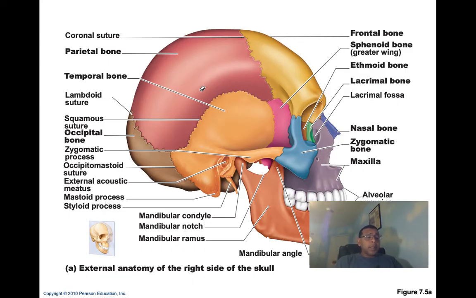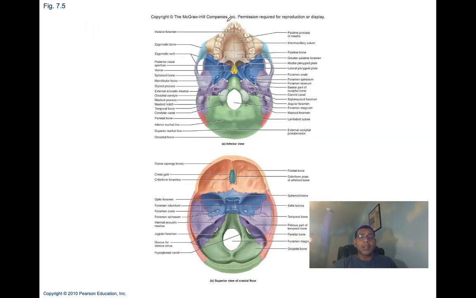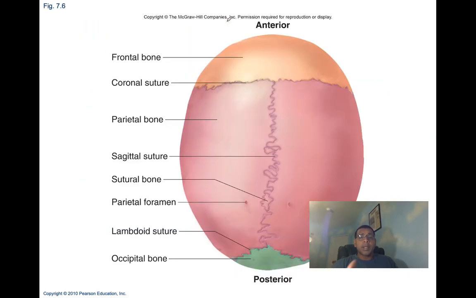Now, we've already talked about the coronal suture. And let's talk about then the sagittal suture. The sagittal suture is going to be appreciated, you can see here on the top. So the sagittal suture then is found where the parietal bones meet each other superiorly at the cranial midline. Also, we can appreciate here sutural or wormian bones.